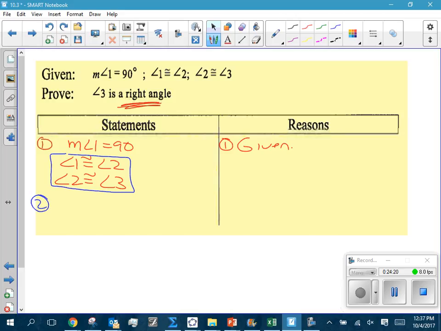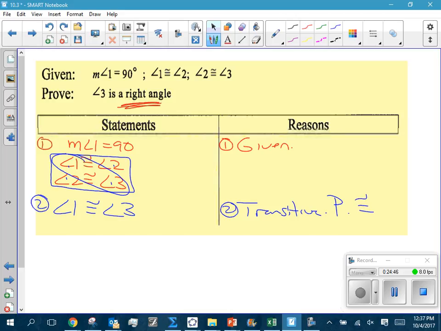Good. Angle 1 is congruent to angle 3. Okay? If 1 is the same as 2, but 2 is the same as 3, we can make the link that those 2 things are the same. And what is that property? Transitive property. And we're using the transitive property of congruency.